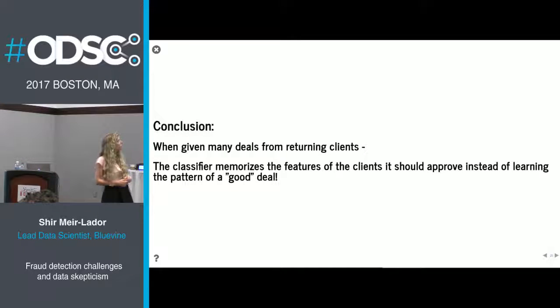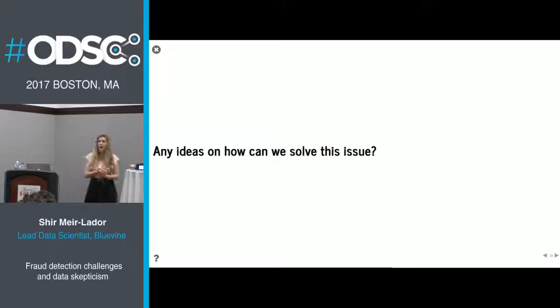So my conclusion was that when the classifier gets many deals from the same clients, it just learns the wrong thing. It learns to recognize the client instead of understanding what a good deal is and what a good deal looks like. Any ideas how I can solve this issue?